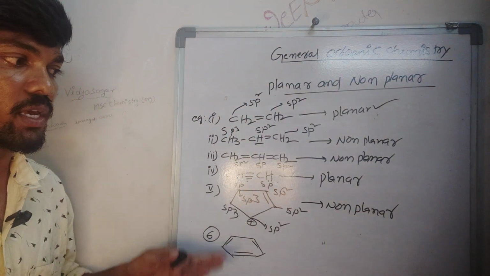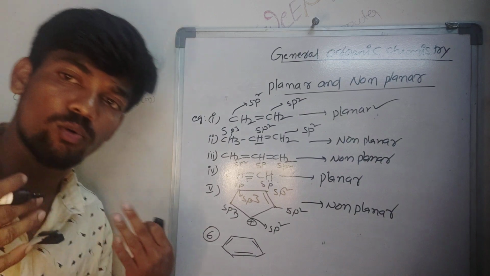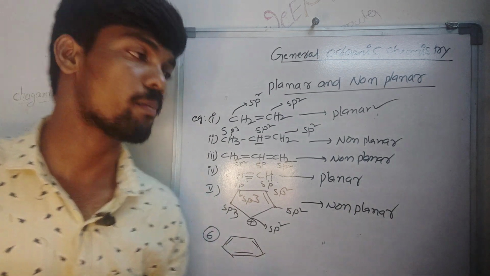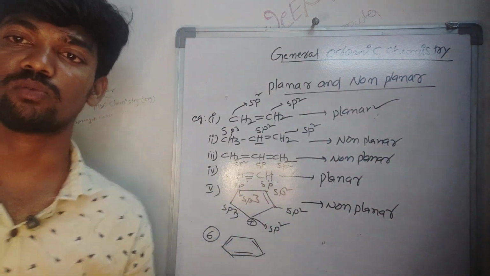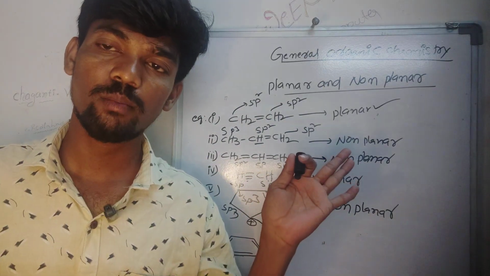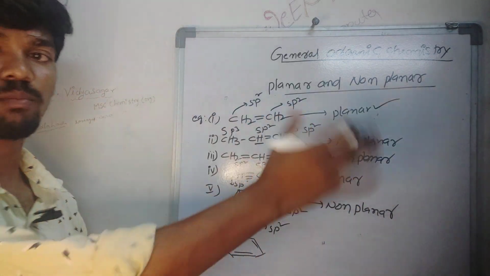It is not only sp2 carbons, not a mixture of sp and sp2 carbons, but a mixture of sp3 and sp2 carbons. This does not follow the rule for a planar molecule. So that's why it's a non-planar structure.